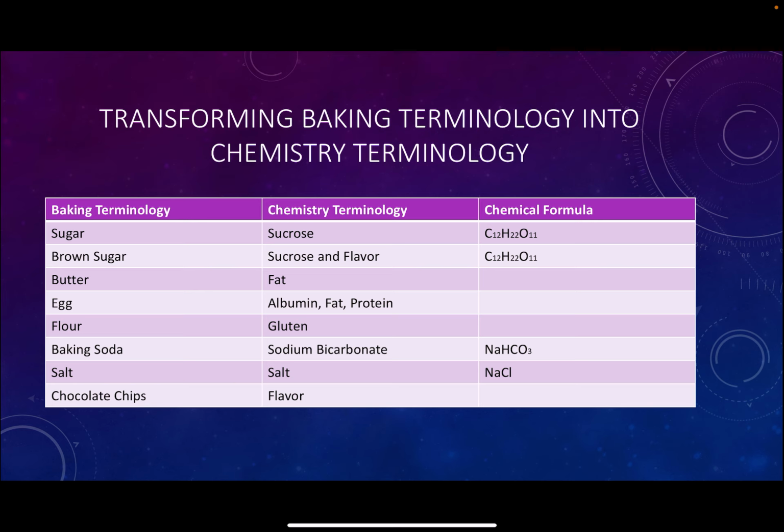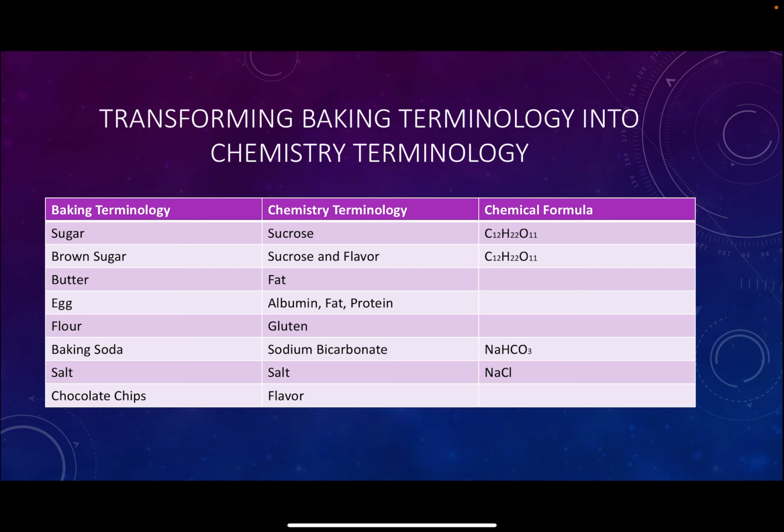We have sugar, which can be considered sucrose, with a chemical formula of C12H22O11. We have brown sugar, which is sugar and flavor with the same chemical formula as sugar. Brown sugar and sugar are completely different ingredients in the baking world, but for chemistry, they are quite similar.